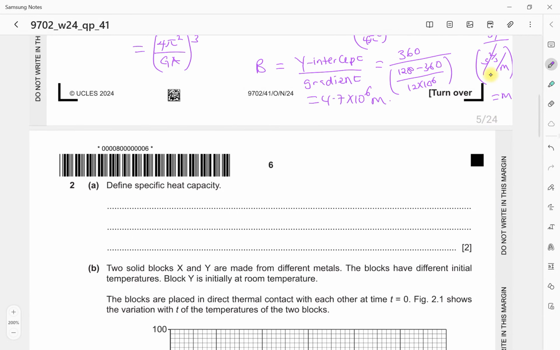Define specific heat capacity. Specific, that is 1 kilogram, and heat capacity, that is the amount of heat required to change the temperature by 1 Kelvin. So I'll say the thermal energy required to change the temperature of 1 kilogram of a substance by 1 Kelvin.